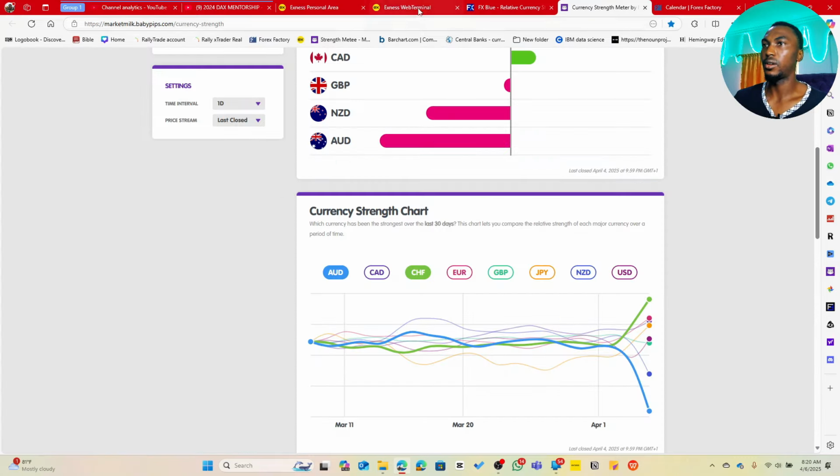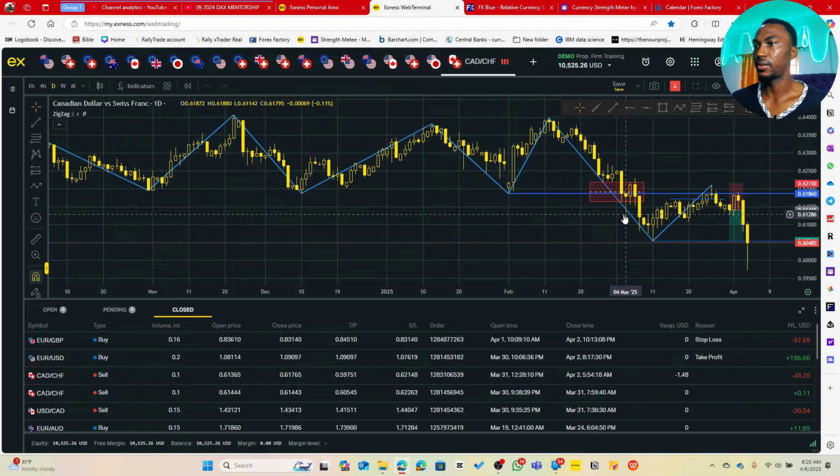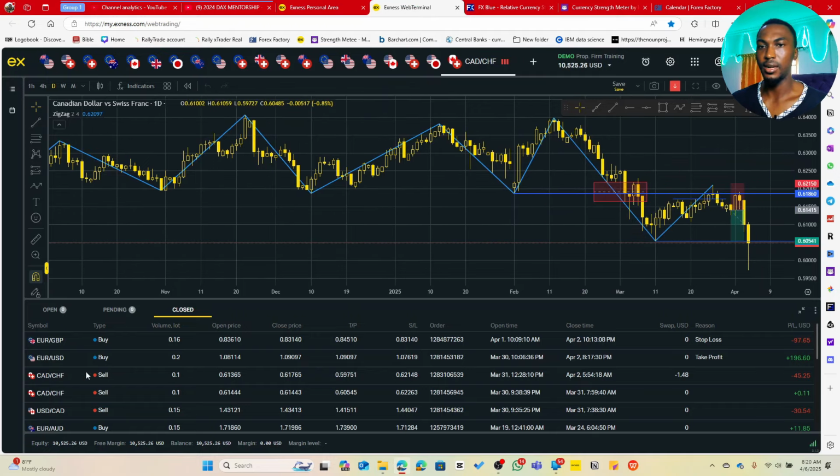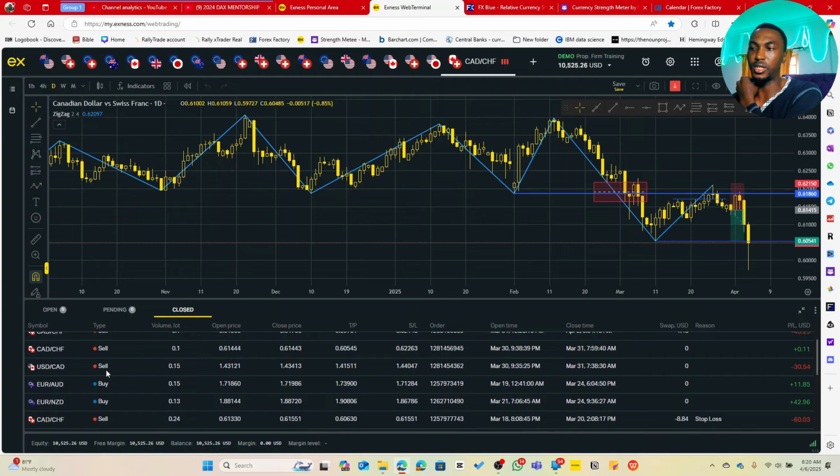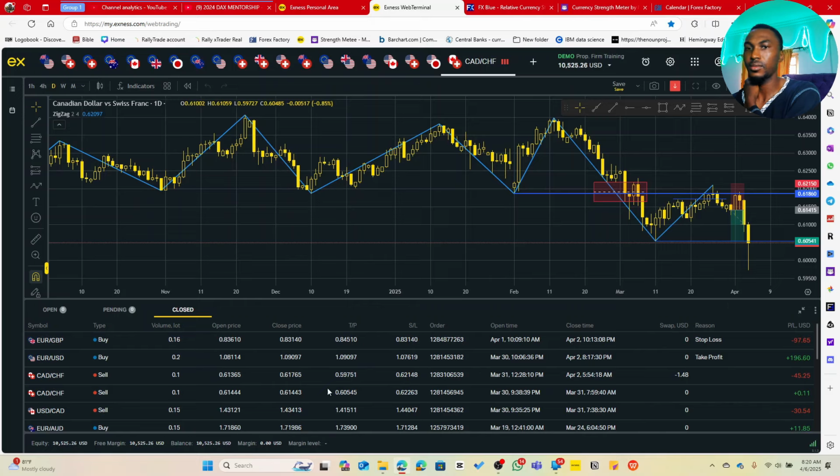I had a trade, Canadian dollar Swiss franc, and this is one of the most painful trades I have made in a long time. I placed this trade. You can see twice I tried to sell this trade. The first time I left the market with just 11 cents. I closed the trade with just 11 cents. The second time I closed it in losses of $45.